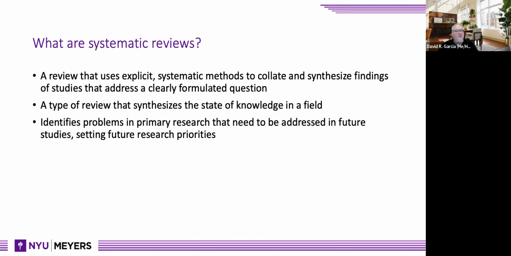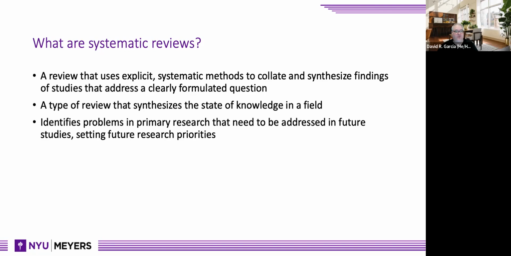So they don't really define it exactly, so I developed a few more slides here. A systematic review is basically a review that uses explicit systematic methods to collate and synthesize findings of studies that address a clearly formulated question. So that's really the key there, that clearly formulated question.